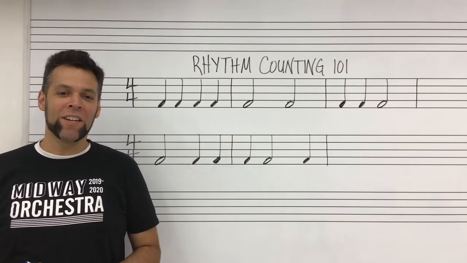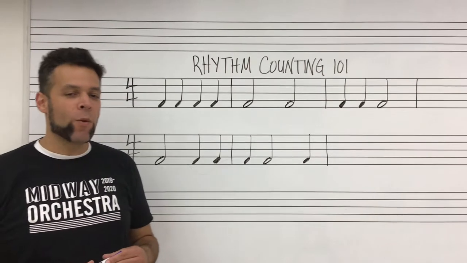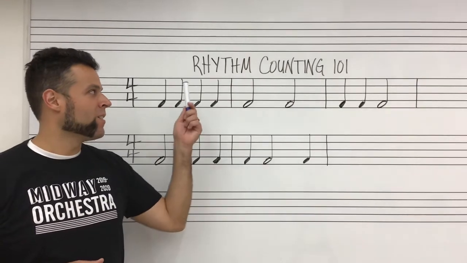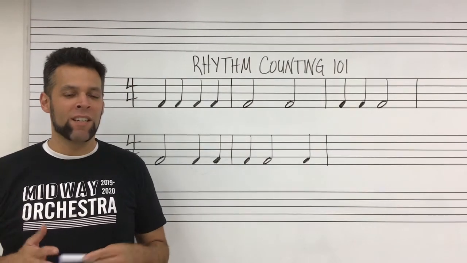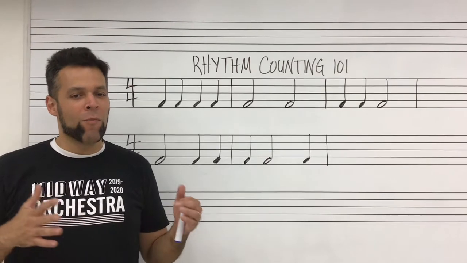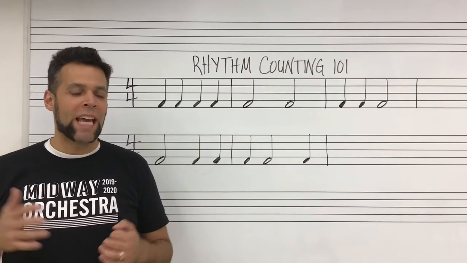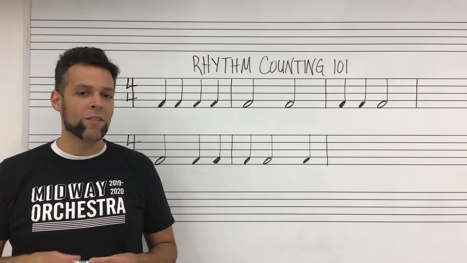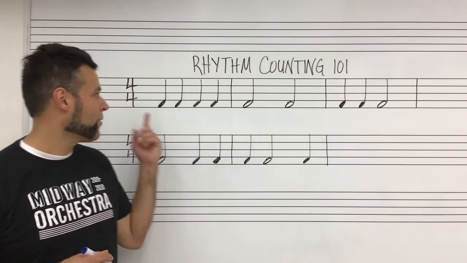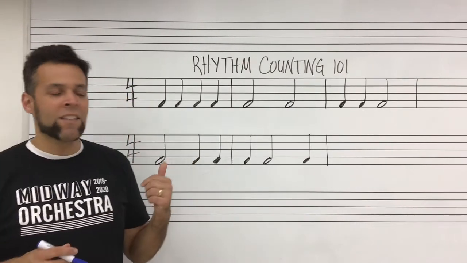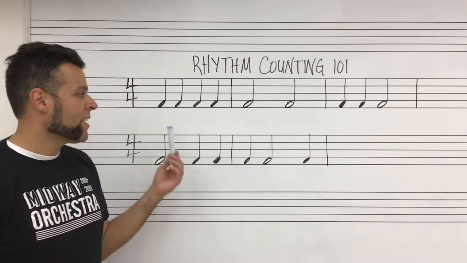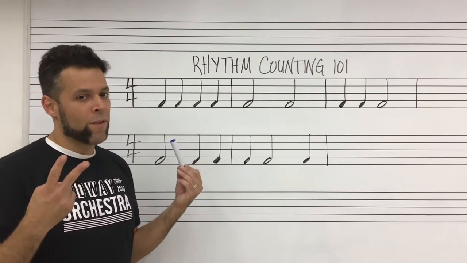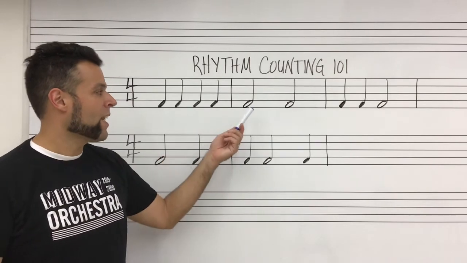Hey, Mr. G here, giving you a quick rundown on what I'm calling Rhythm Counting 101. This is sort of a review as well as the starting video of possible future videos for counting more complex meters. For right now, we're starting off very basic, 4/4 time, something you'll see a lot of, especially in orchestra. I have just two different rhythms on the board: quarter notes and half notes.